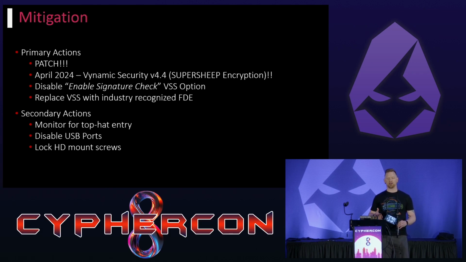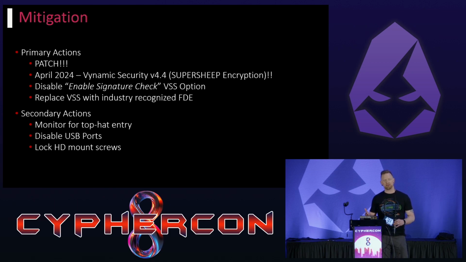In addition to that, there's an additional configuration check known as enable signature check, which can be disabled within the Vynamic Security configuration settings. Disabling this security check stops the disk encryption key from being issued as a command line argument to mount, which makes it significantly more difficult to compromise the TPM and get access to that content. As a fourth option, there's always the possibility to just replace Vynamic Security with another industry-recognized full disk encryption solution.